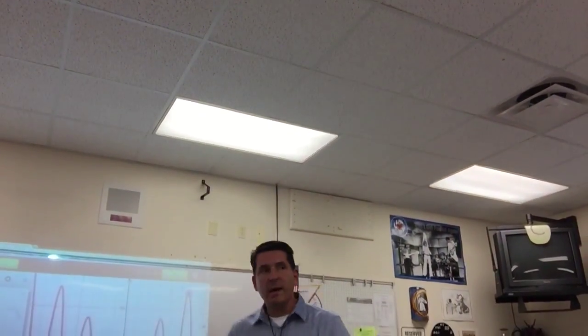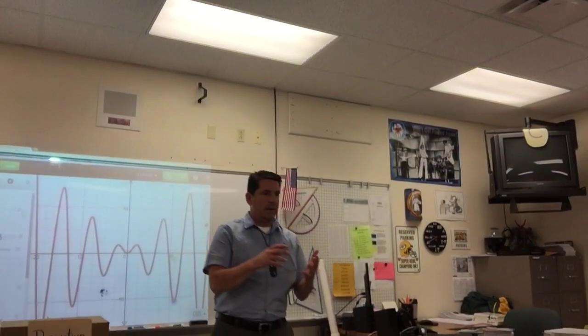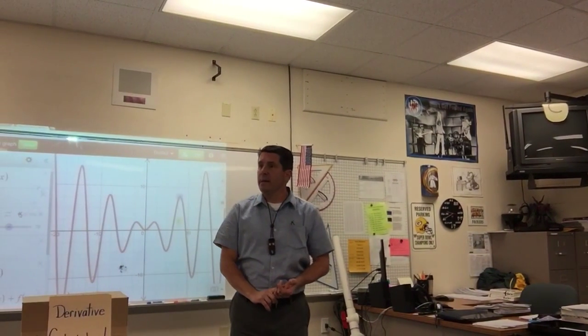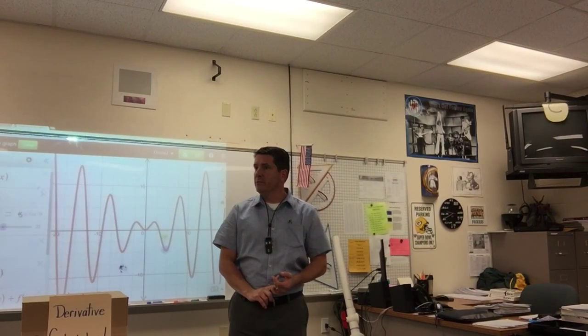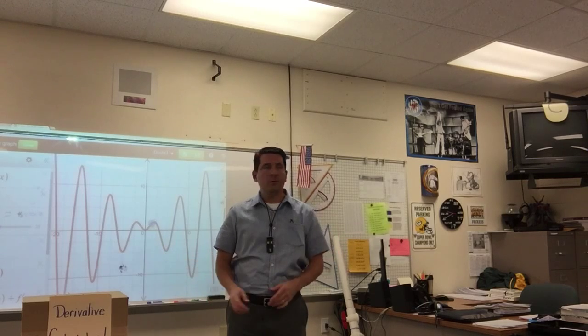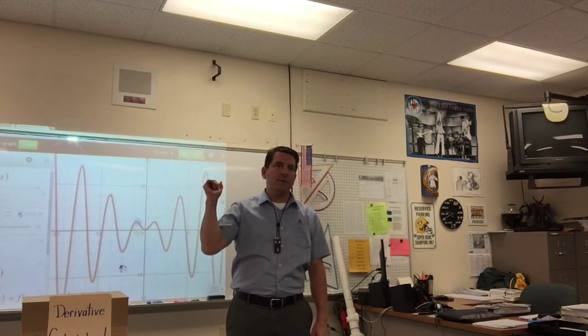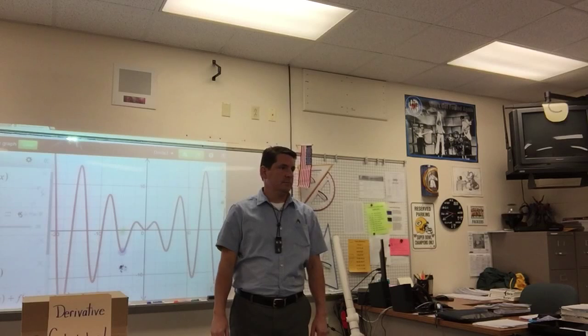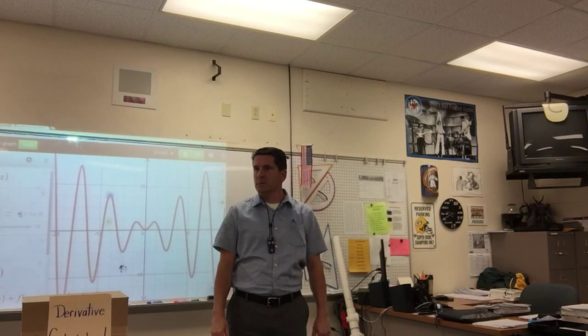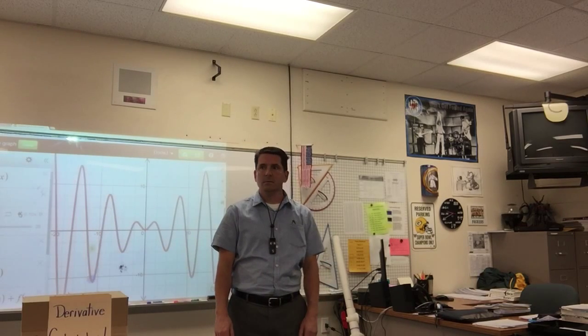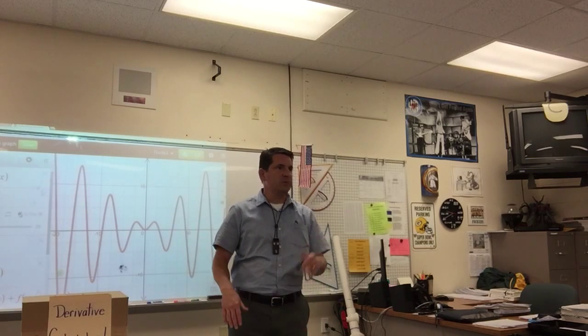So last week we spent a lot of time looking at some of the basic rules of derivatives. For example, let me throw a couple at you. What's the derivative of 5? 0. Okay, why? Horizontal line, slope is always 0.